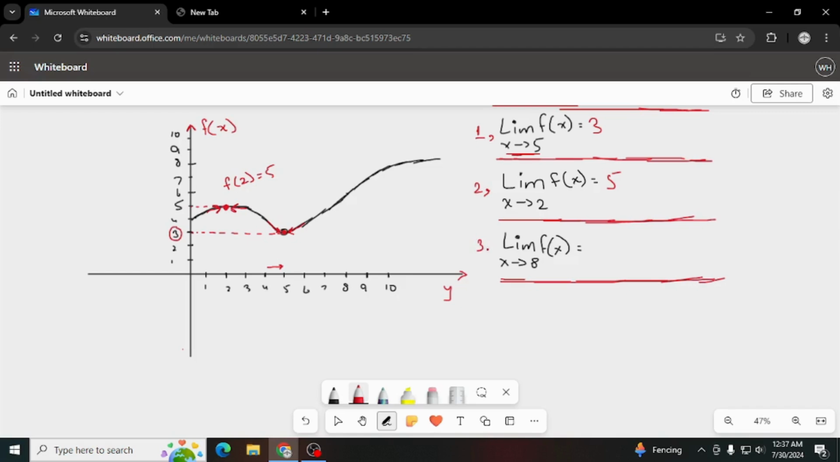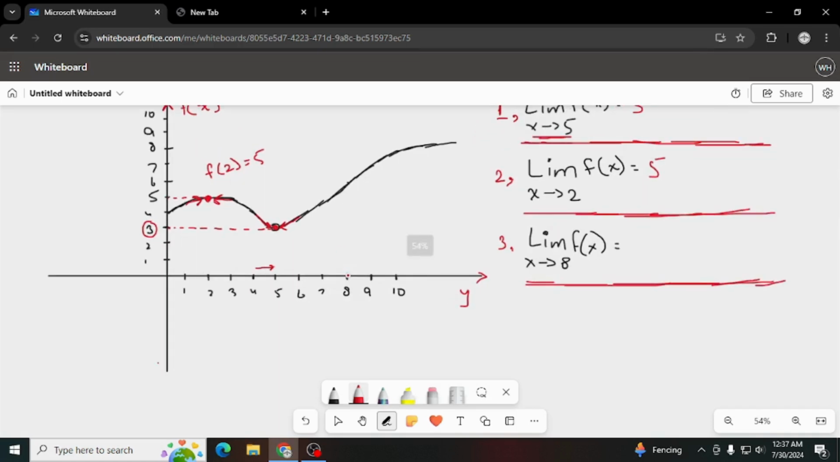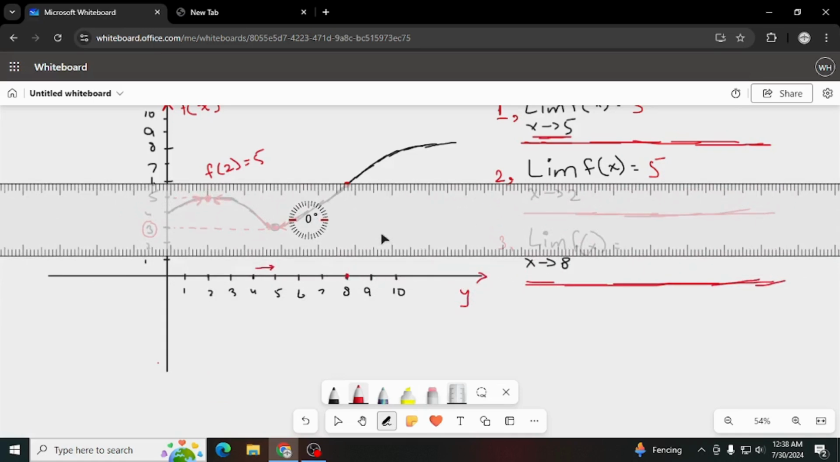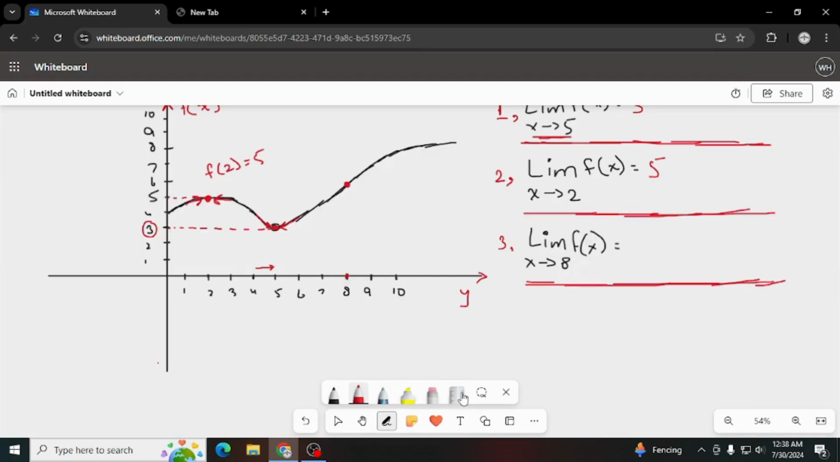Now, our third question is, what's the limit of f of x as x approaches 8? So we've got our x equals 8 right over here, and we see that this point is right at this point, okay? And the function is also continuous at this point. And after putting a scale right over here, we see that this limit is approximately equal to 6. So we say that the limit is just equal to 6. And we also have f of 8 equals 6. So we say that the limit of f of x as x approaches 8 is just 6.